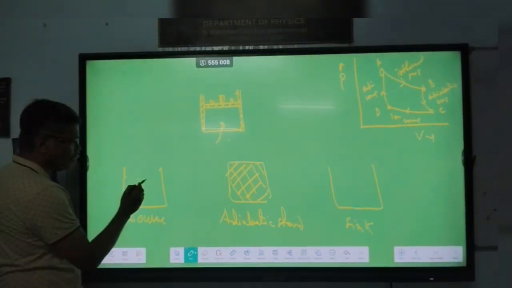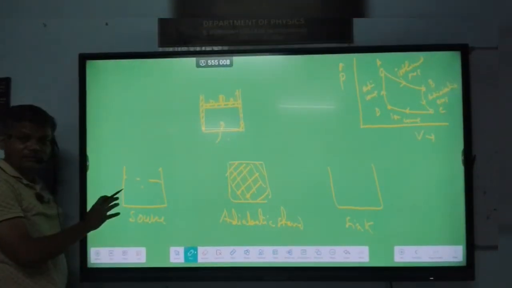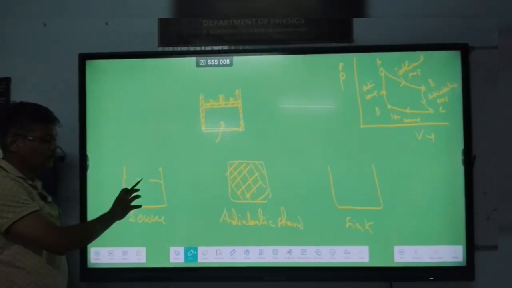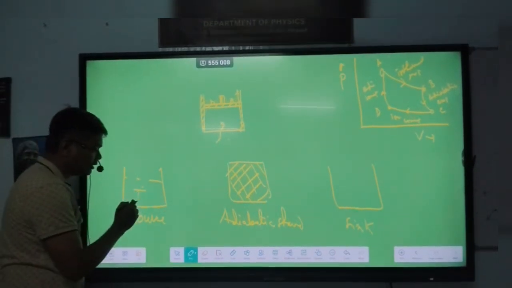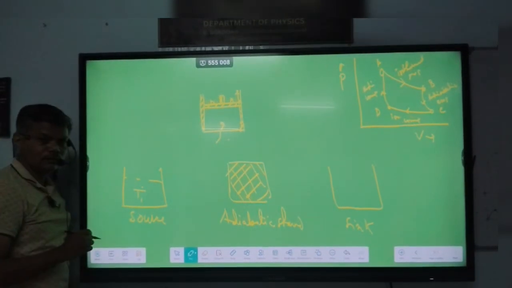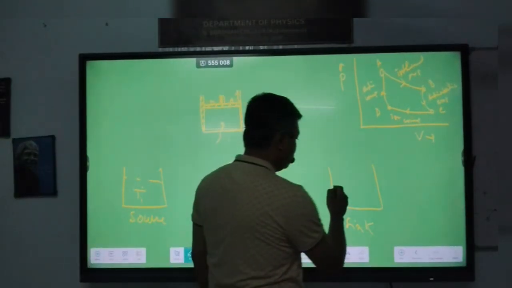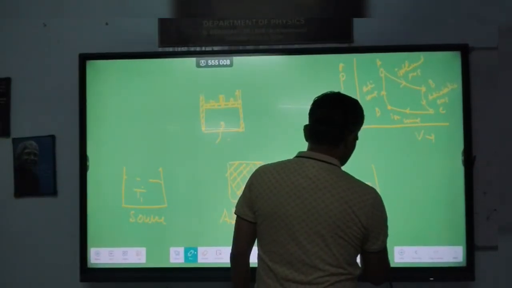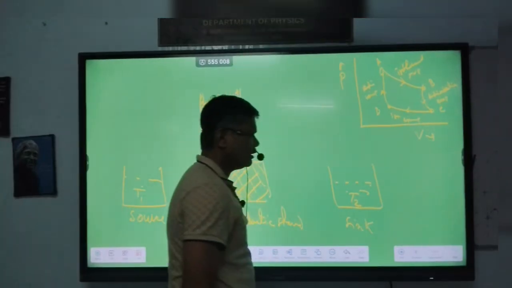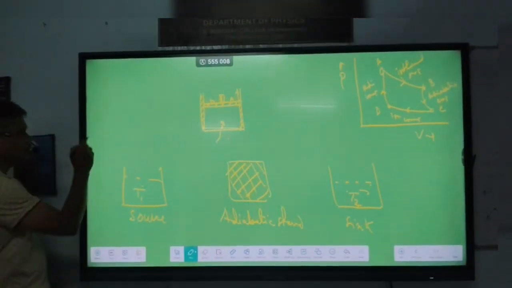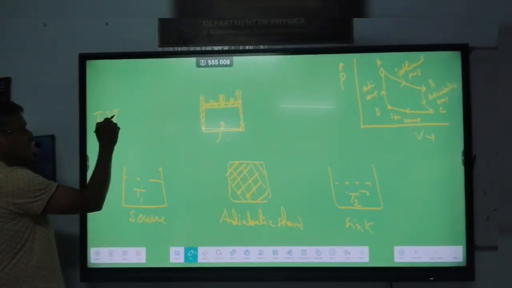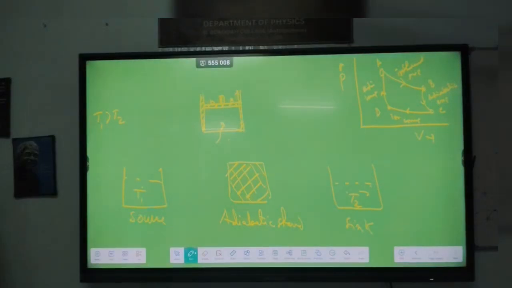So we have a source here. Source means this is a reservoir. Here is a reservoir which will have a temperature, let it be T1, and I have a sink, which is again another reservoir at temperature T2. Now T1 is greater than T2.